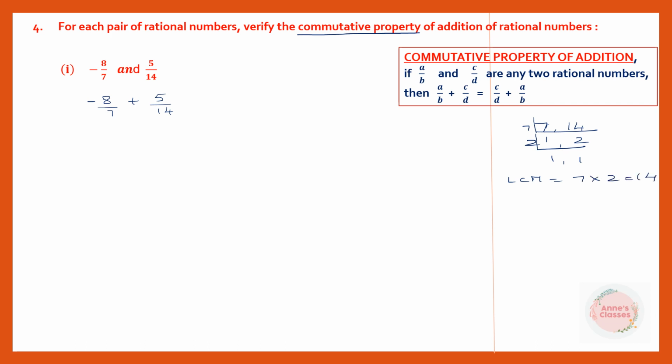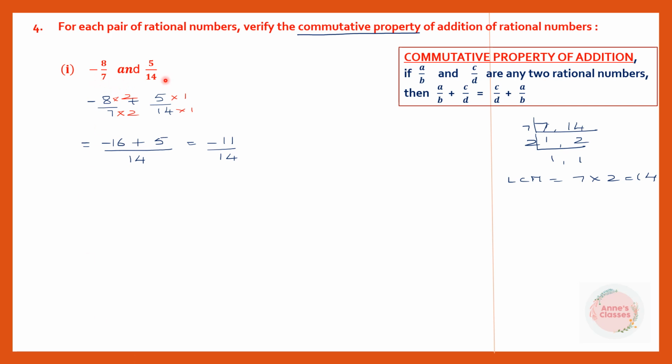Now let's use this LCM 14 and find our new numerators here. So this will be 14, and we can use any method to find the new numerators. 7 twos are 14, so minus 8 into 2 is minus 16, plus, now when you go to the other one, 14 into 1 is 14, so 5 into 1 is 5. So we write that 5 here. Now minus 16 plus 5 is minus 11. Minus 11 by 14.